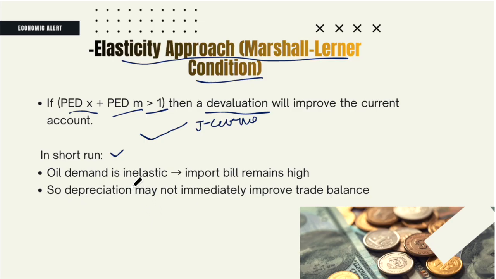So in the short run, if there is a decrease in price of exports, it will cause only a smaller percentage rise in the quantity demanded of our exports. Similarly, if there is an increase in price of imports, it will just cause a smaller percentage fall in demand for our imports. So the demand for exports and imports being inelastic, we will actually see a worsening of current account deficit before it gets better in the long run.